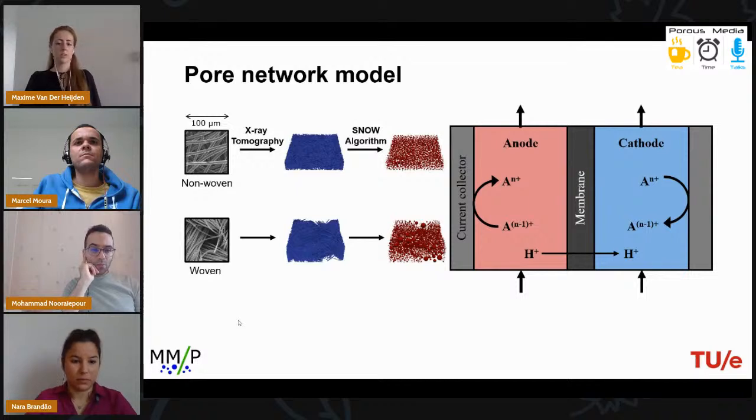The advantage of a pore network model is that a real electrode can be used to model the transport in the battery. This electrode can be extracted using X-ray tomography, and subsequently the porous network can be obtained with the so-called SNOW algorithm, which can be used in the model. In this work, I modeled the performance of a non-woven and a woven electrode.